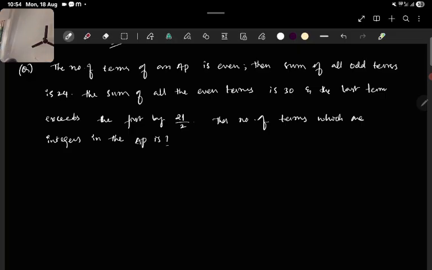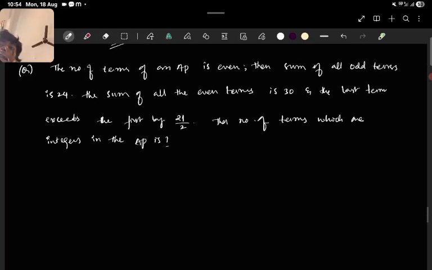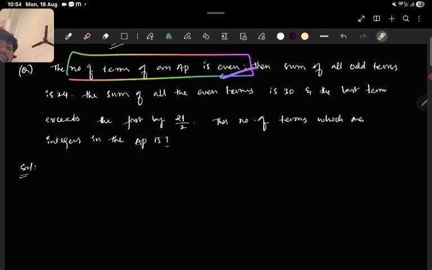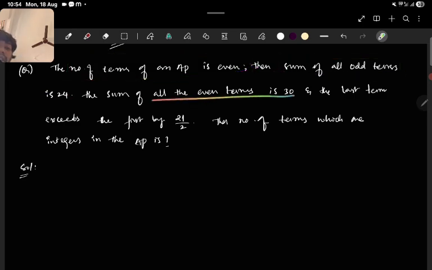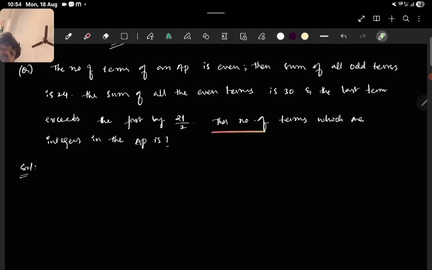So they are asking you to find the number of terms which are actually integers. This is how they are asking. So what is the solution? What are the properties we are going to use? Observe here. They gave the first property: the number of terms in the AP is 2n. The sum of odd terms is 24, the sum of even terms is 30. The last term exceeds the first by 21 by 2. Then this one they are asking.